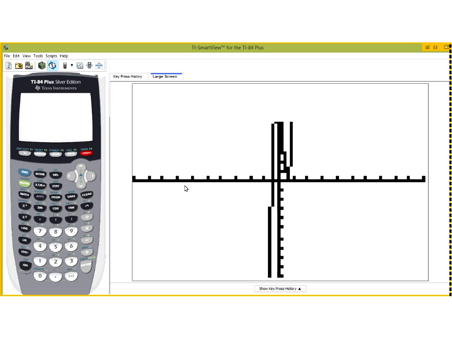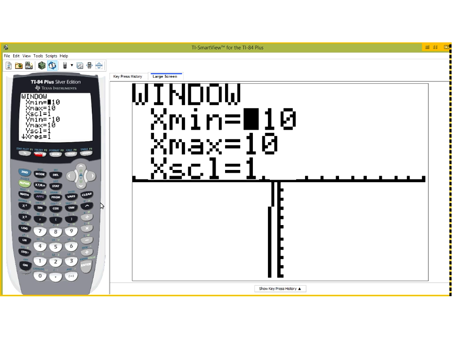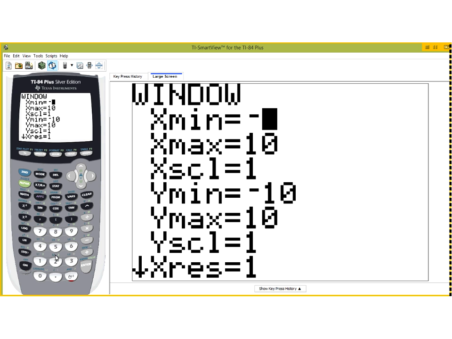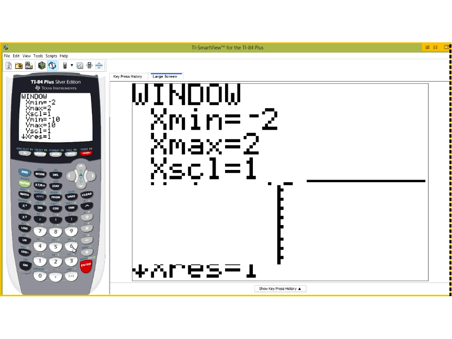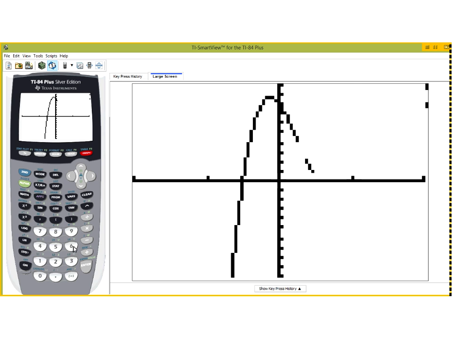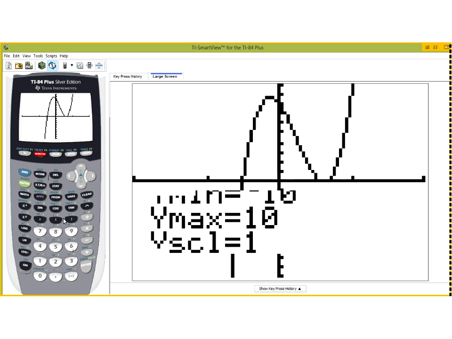All right, so something's going on there. Let's start by going to the window, and we don't need that much x-axis, so let's go from -2 to 2 and see what happens. All right, so there is a 0, and then this may be 1, 0, or 2. It's hard to tell from this level.